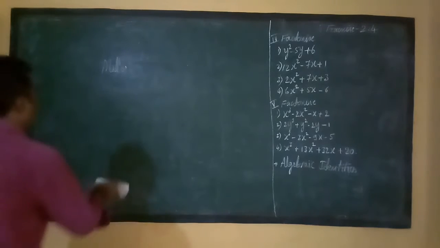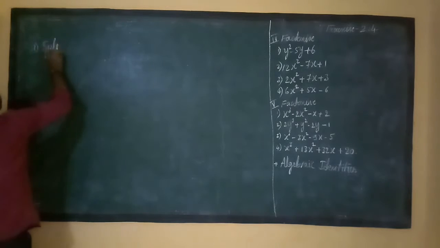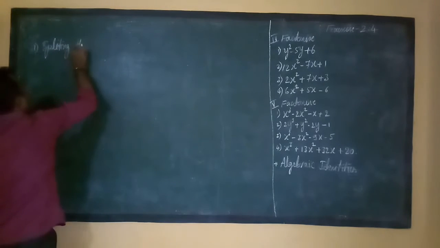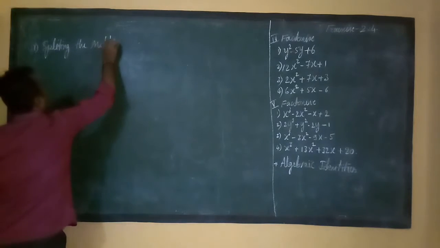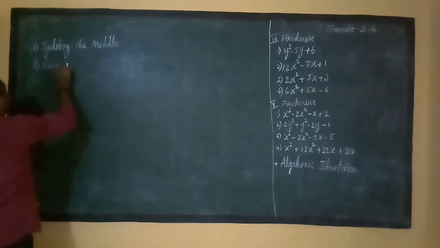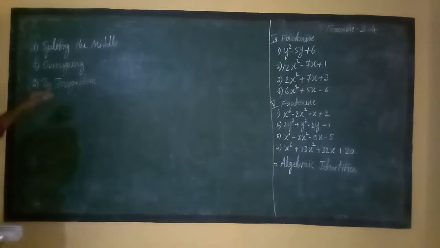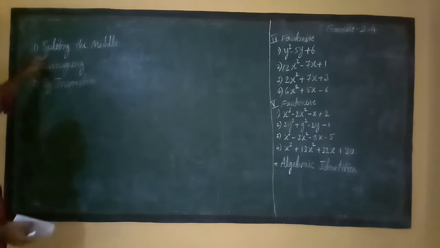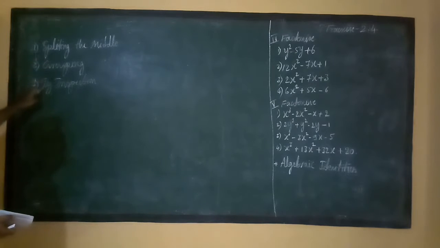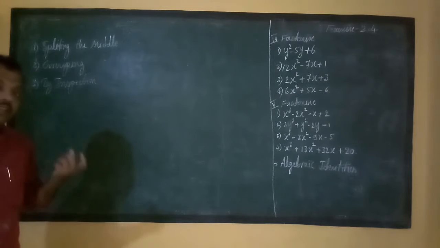So first one, splitting the middle term. This is one of the methods to factorize polynomials. Another one, grouping method. And another one, inspection method. So these are the several methods to factorize polynomials: number one, splitting the middle term, grouping method, and the inspection method.